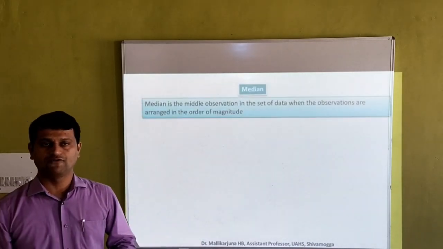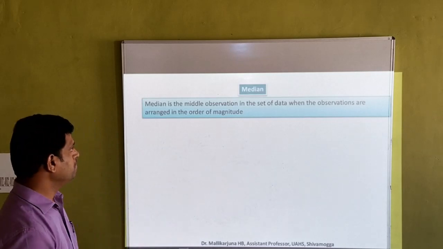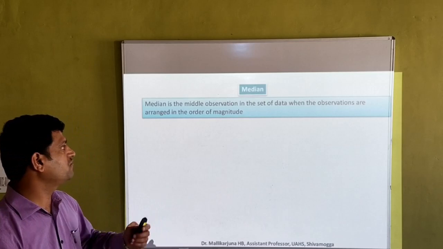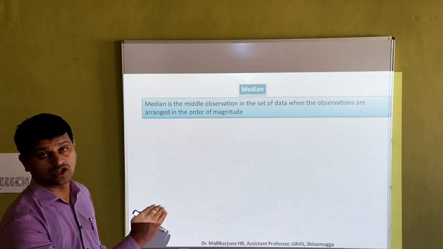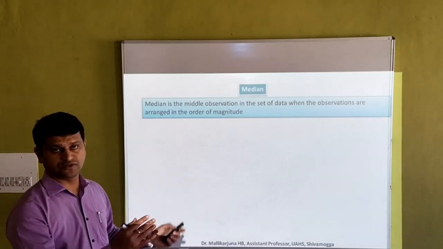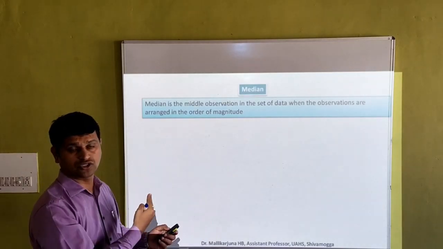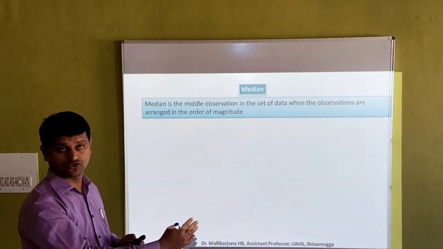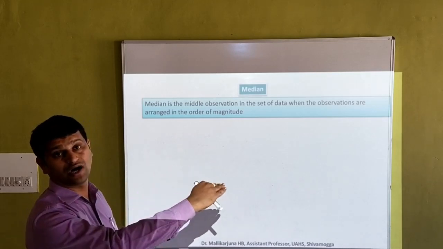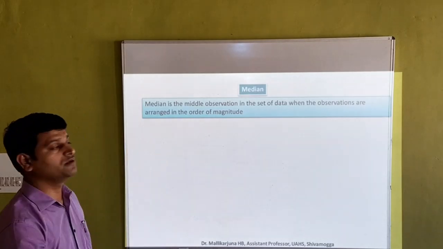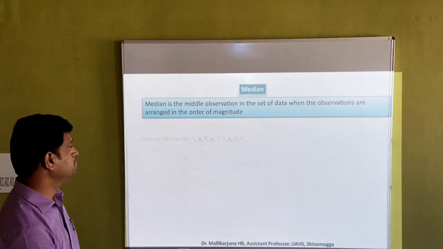Coming to the next average, median. Median is the middle observation in a set of data when the observations are arranged in the order of magnitude. Here, we have to arrange the set of observations in the order of magnitude, taking the positive and negative signs into account. Then the middle value will be the median.